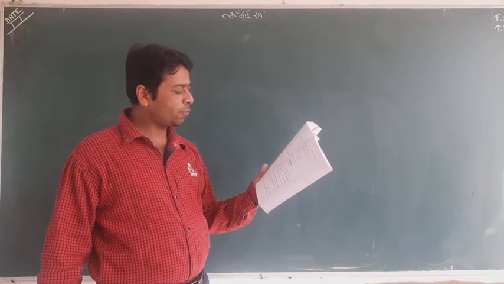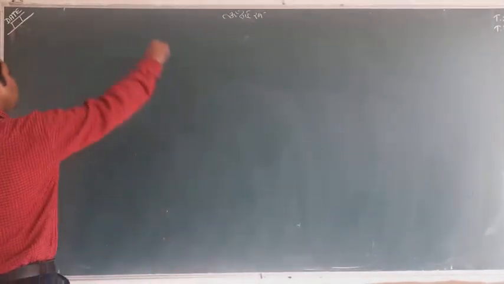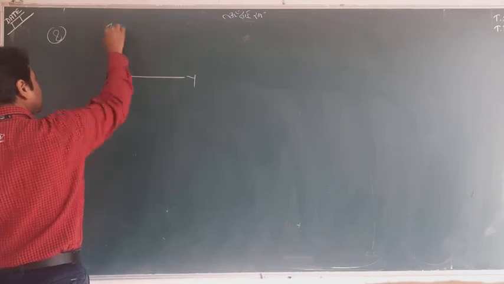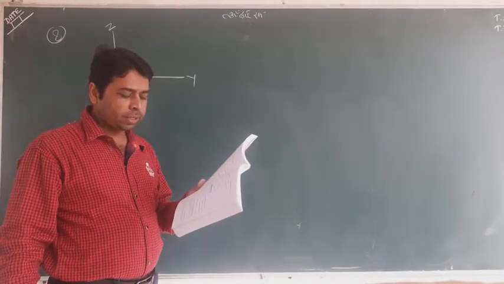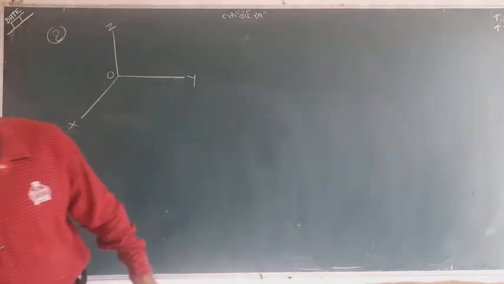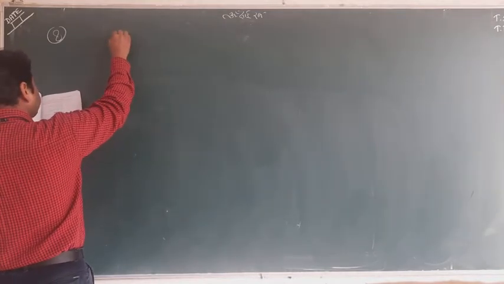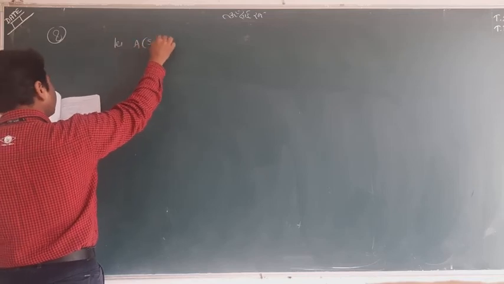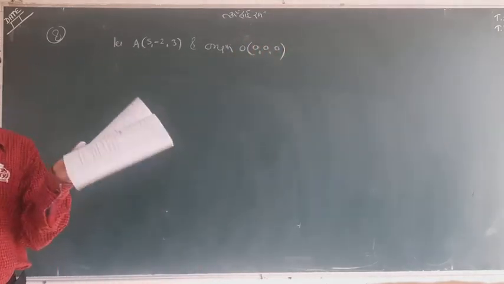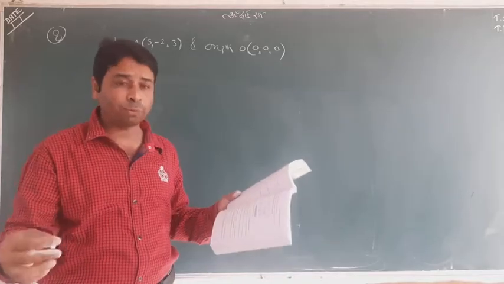Question number 8: find the vector and Cartesian equations of the line that passes through the origin and the point (5, -2, 3). I'll tell you a very interesting concept here. Let A be (5, -2, 3), and the origin point is always O, which is (0, 0, 0). The question asks us to find the vector and Cartesian equations of the line that passes through two points, the origin and (5, -2, 3).